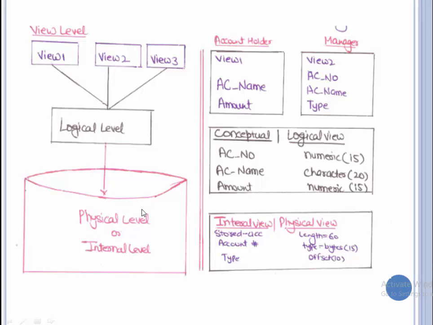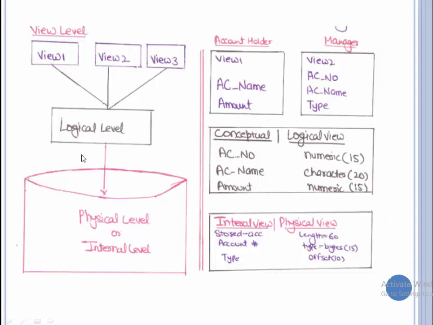Let us see the meaning of the physical level. This is the lowest level of data abstraction. This level describes how the data is actually stored in the database. This level basically describes the data structure and access path, like indexing. Access path means the location where the data is stored must be known, so the access path is specified in the physical level for accessing the file or the database. This is called the physical level. And next one is the logical level.